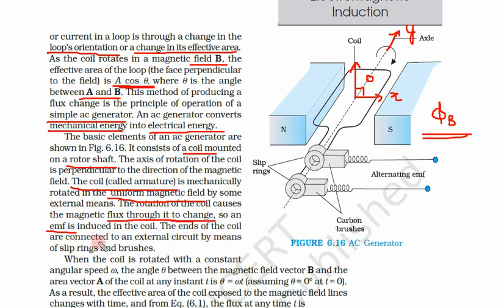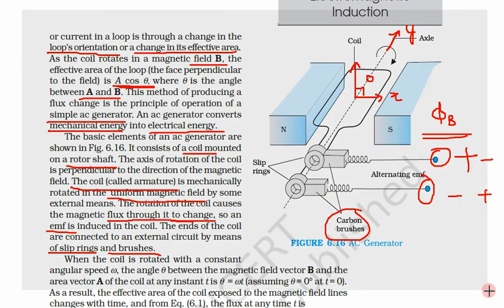The ends of the coil are connected to the external circuit by means of slip rings and brushes. So here at these points, with the slip rings and brushes, we see these are connected to external circuits. This and this. One is positive, another negative. For the second half, this one is negative, this one becomes positive. So this is the working of an AC generator.